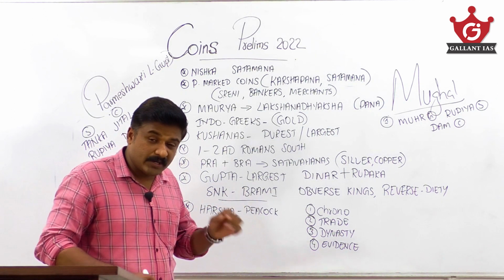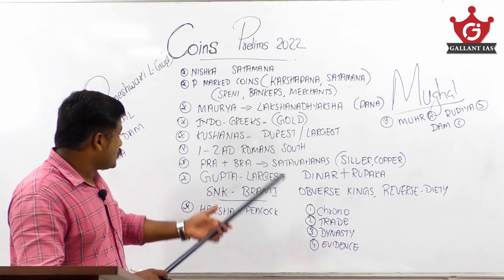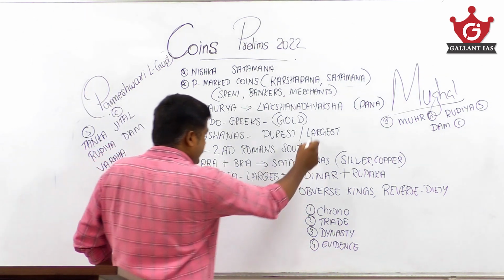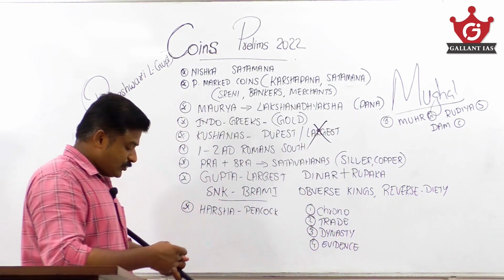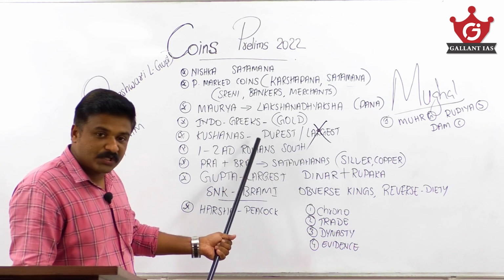Indo-Greeks were the first to issue gold coins in India. Then the Kushanas issued the purest gold coins, not the largest number, please note that, it is not the largest, the purest, especially under Kanishka.